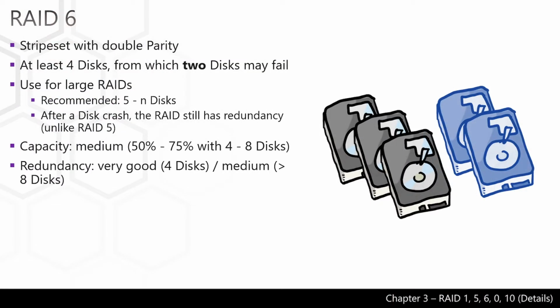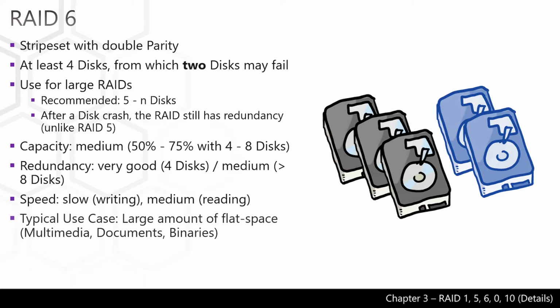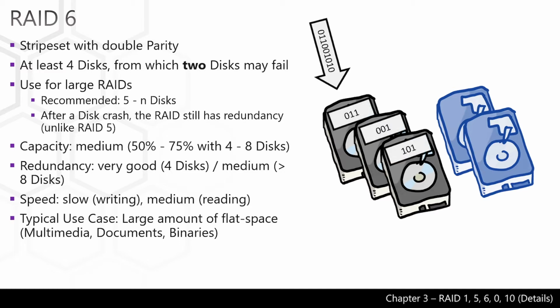The redundancy is very good with 4 disks, and I would rate it medium if you use it with 8 or more disks. The speed is comparable to a RAID 5. It's rather slow when writing because of the whole parity calculation, but it's a bit faster when reading. A typical use case would be to use it for a large amount of flat space data like multimedia or documents or binaries, software, etc. So the data arrives and it will be split on the disks, and parity will be calculated and stored on 2 disks.